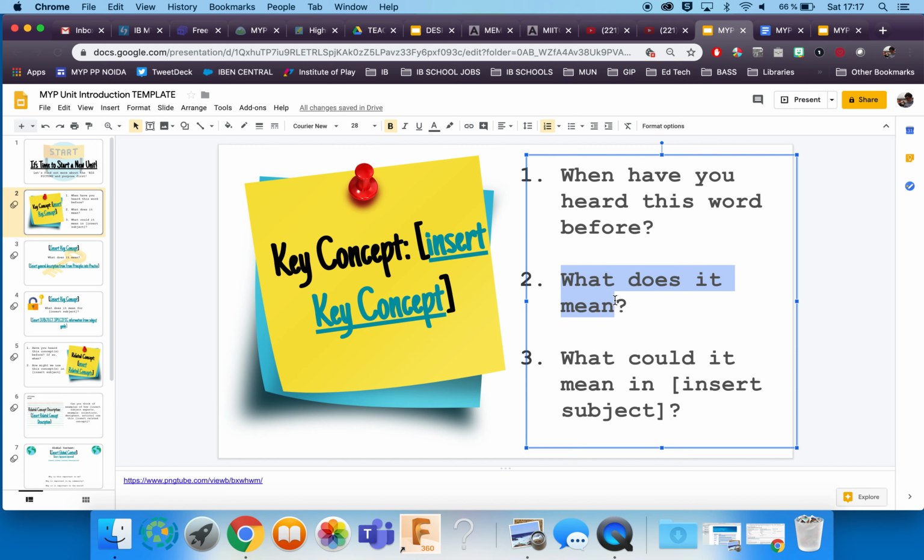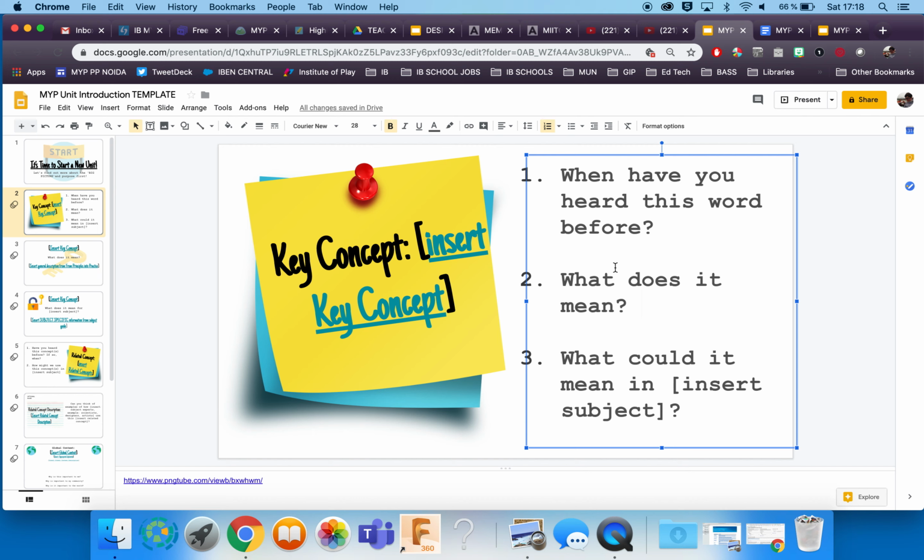What does it mean might be the harder bit. They can give examples of different types of systems, but maybe actually defining the system could be hard. And then what could it mean in design, or what could it mean to designers? And you can actually do a massive activity here with flip chart paper, with them brainstorming as many different systems as possible, if that's the key concept.